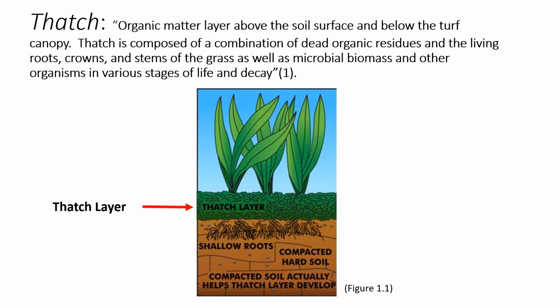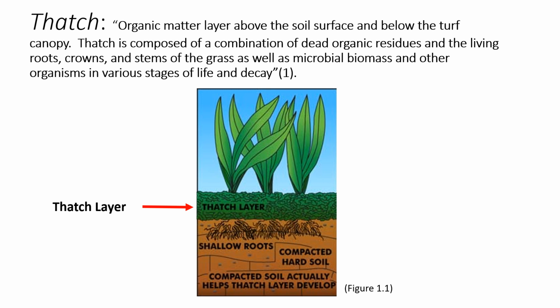Let's first define thatch. Thatch is the organic matter layer above the soil surface and below the turf canopy. Thatch is composed of a combination of dead organic residues and the living roots, crowns, and stems of the grass, as well as microbial biomass and other organisms in various stages of life and decay.